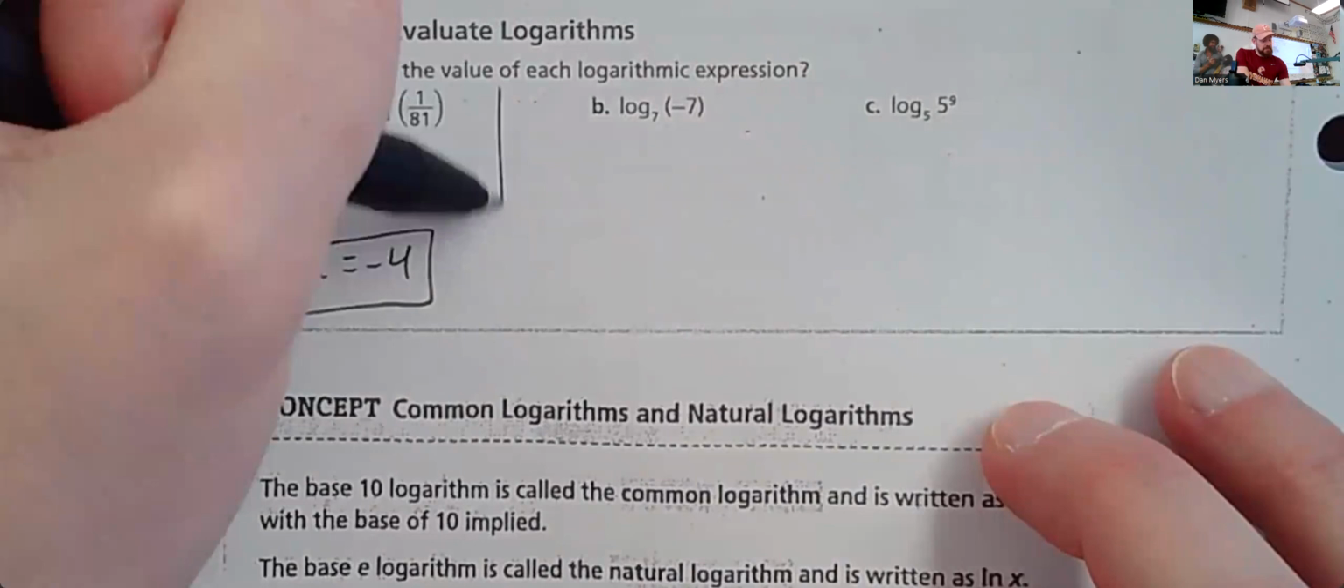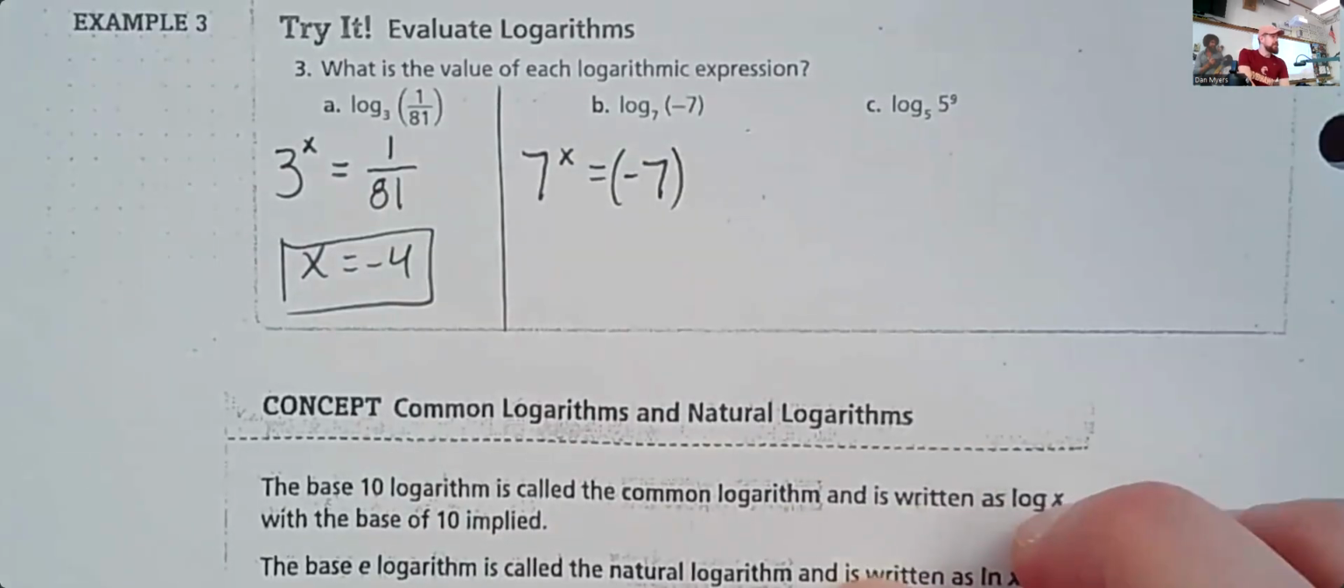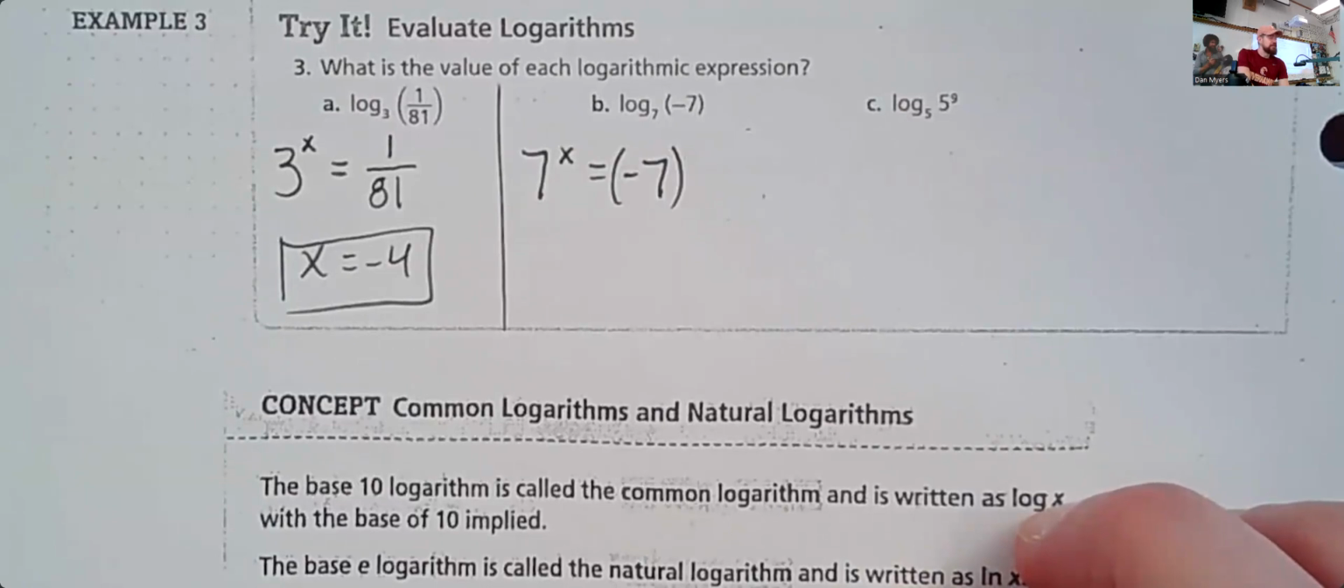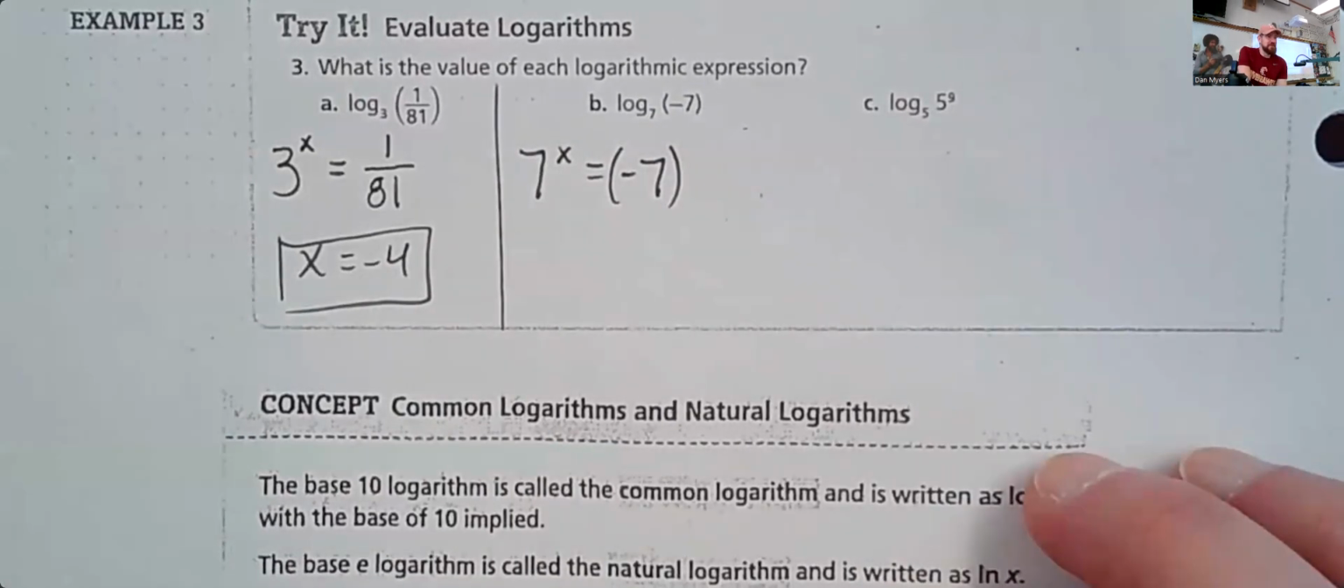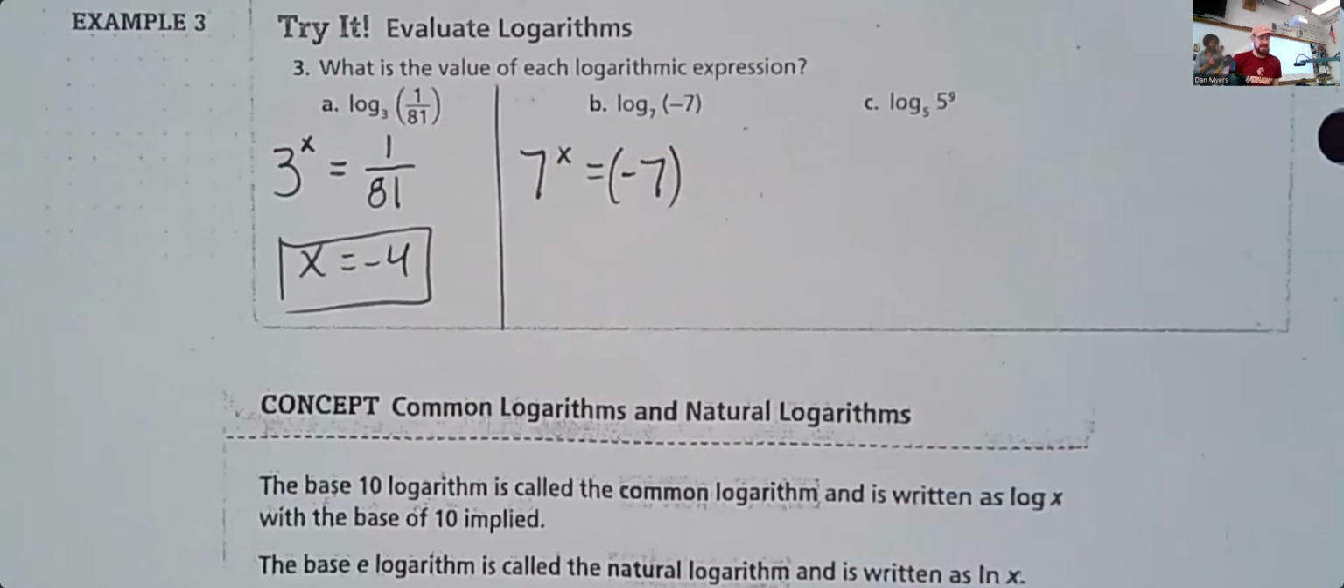For B, 7 to what power equals -7? What are we saying for that one? Okay. Because it just said it itself. Yeah, negative exponents don't make negative numbers. So it's not going to work.